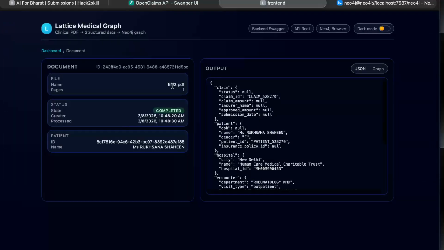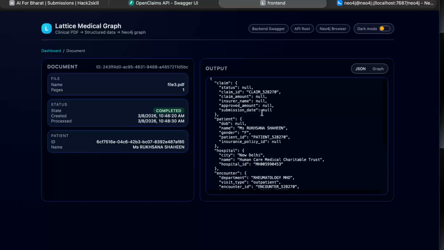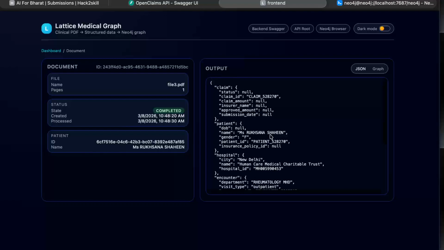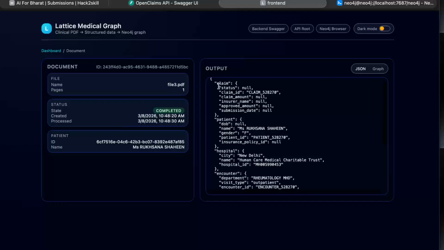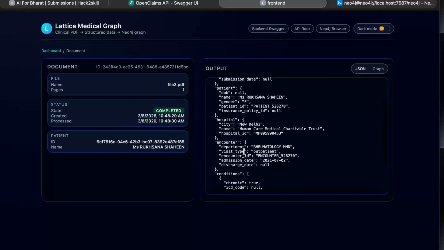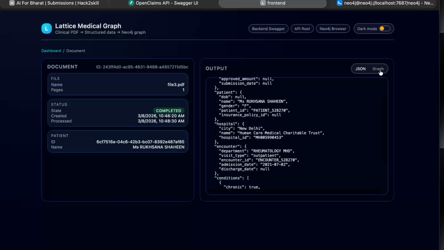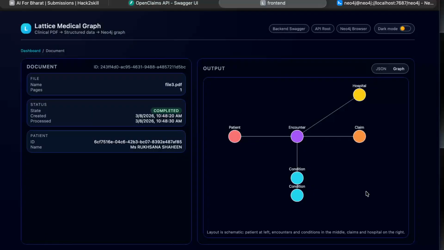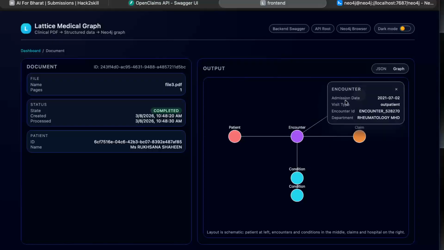As you can see, for each file that is being processed, we have a document section that shows you the metadata. The JSON output, for testing purposes and for the purpose of this hackathon, shows you the relationships and the nodes related to this claim. We can also look at it in a graphical point of view. Over here, we can see that there's an encounter. If you click on this, you can see the admission date, the visit type, and the encounter ID. What kind of department did the patient go into? We can also view the patient details from here.